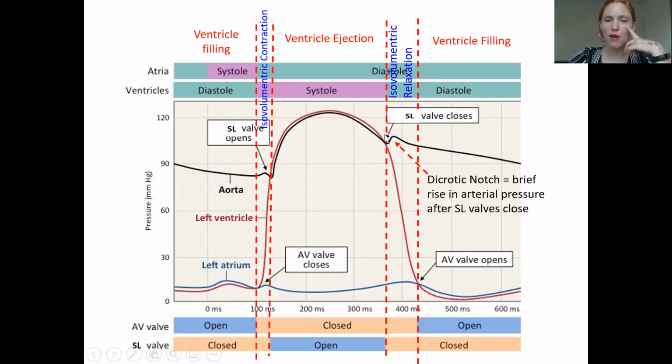Now, let's briefly go back to this piece that I kind of skipped. This little uptick right here, that's called the dicrotic notch. Basically, because the semilunar valves are closed, that makes a backlog where the blood kind of comes together in that one spot. And that's going to cause that increase in pressure in the arteries here. And that helps maintain the blood flow even when the ventricles are relaxing. I'm not going to ask you about that one. I just want you to know about it.